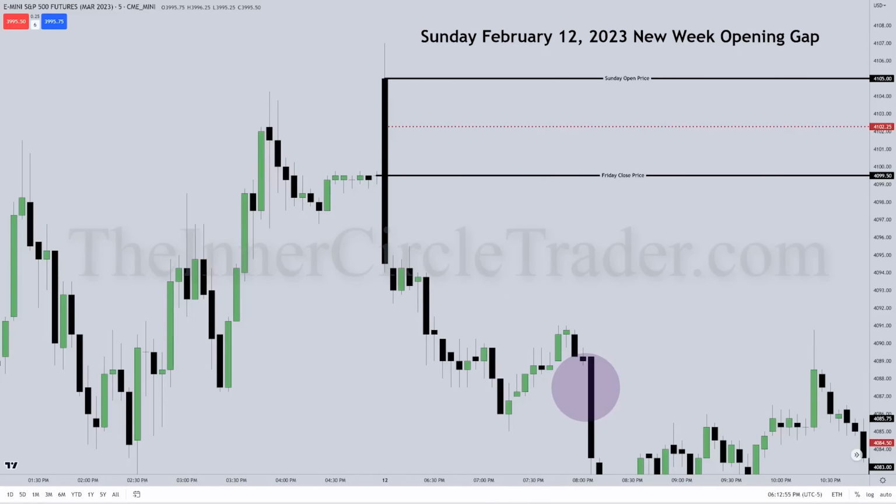The week after that, next Sunday, would be Sunday, February 12th, 2023. And this is the new week opening gap for it. And here's the closing price on that Friday. Then the opening price on Sunday, and the midpoint here, which is consequent encroachment, the difference between the two.